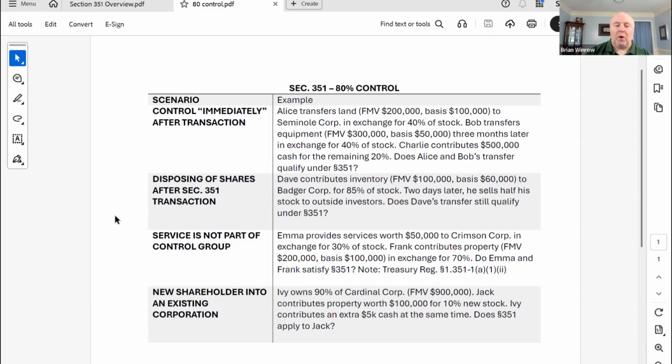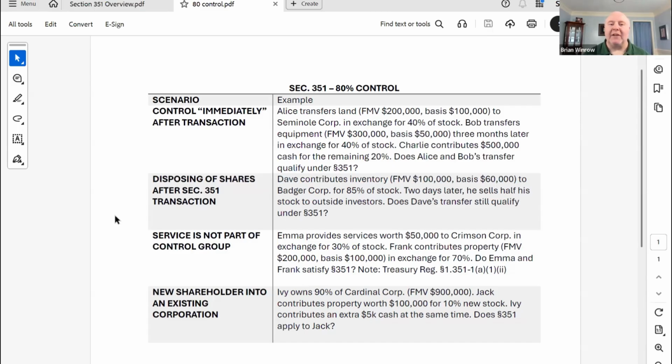All right, so in the first one, we have control immediately after the transaction. If you read the code, it says that they're going to have 80% control immediately after the transaction. And I don't know about you, but 80% to me means right after the transaction. That seems to be a plain reading of the definition. Well, the Treasury Department and the courts haven't looked at it that way.